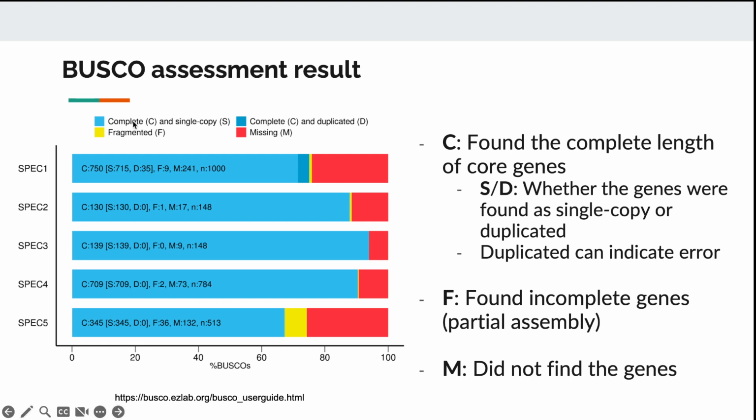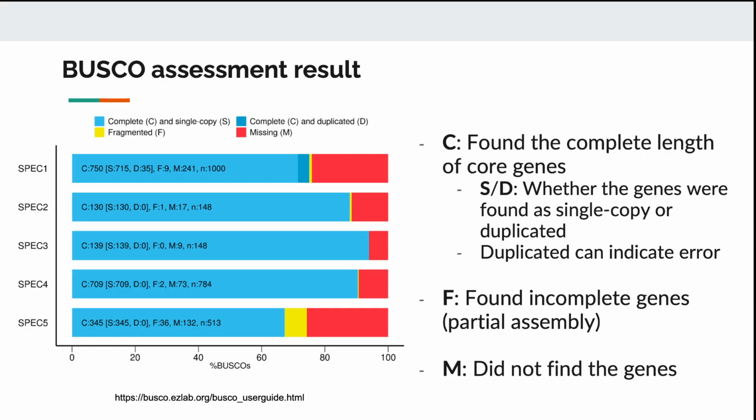Okay, when it's complete, that means it's good news. Your assembly contains the entire gene. You can find single copy, so only one copy of the gene in the entire assembly, or you might find multiple copies of the gene in the assembly. In the case of BUSCO, the genes that they select to test are the genes that they expect to be only single copy, or at least they are found in single copies in other species in the same taxonomic group.